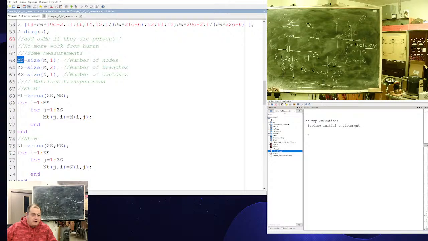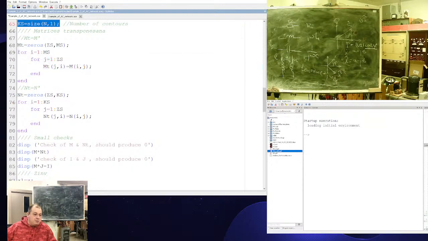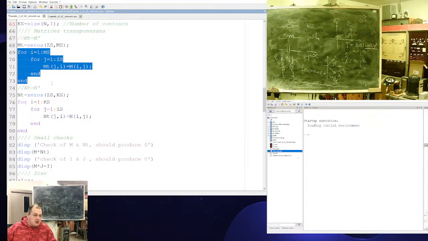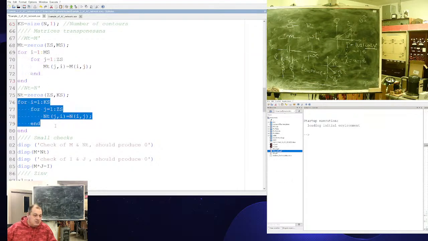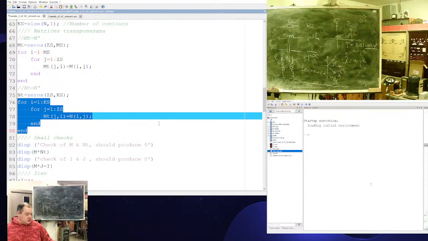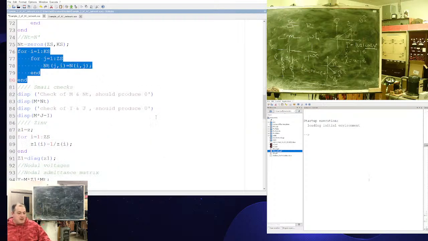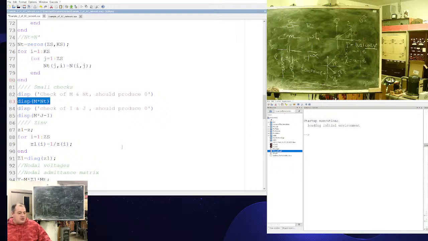Here, number of nodes, number of branches, number of contours. I need to transpose the M and N matrix, nothing complex, just swap rows and columns. To check integrity, again, I can use the fact that M multiplied by transposed N should produce a matrix of zeros. I use it to check, and also I can check consistency between current source vectors.